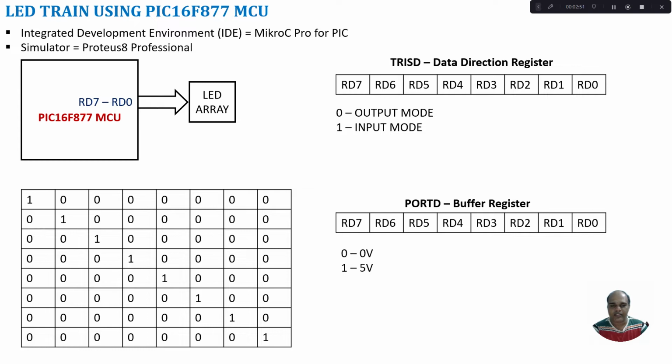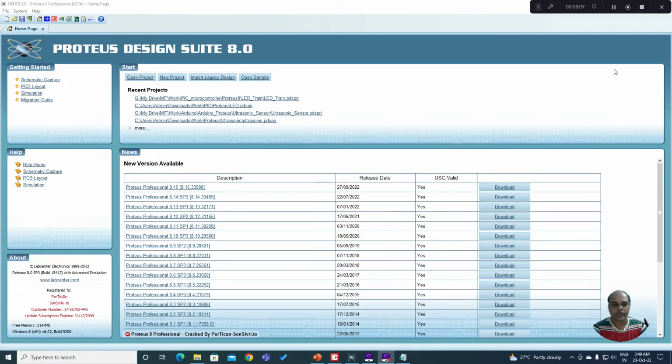Now let us see how to do this programming part. So we will be creating the hardware in the Proteus 8 Professional software, and we will be writing our embedded C program in MicroC Pro for PIC. Let us open the Proteus Professional software where we will be building our hardware.